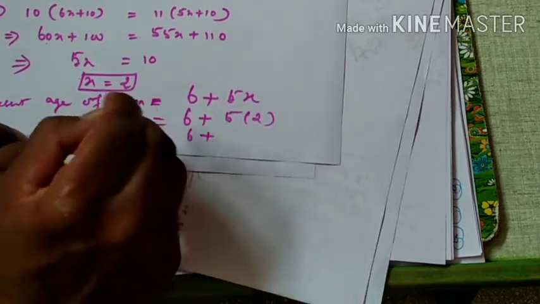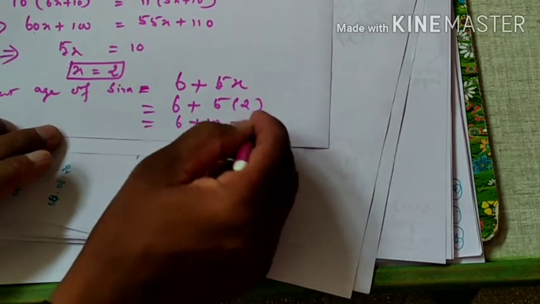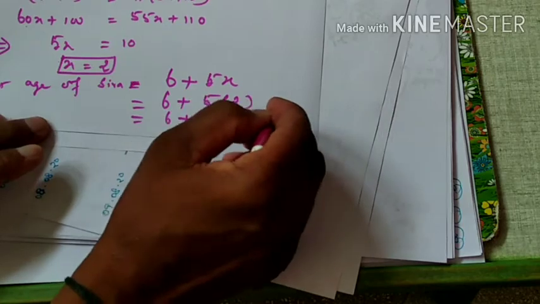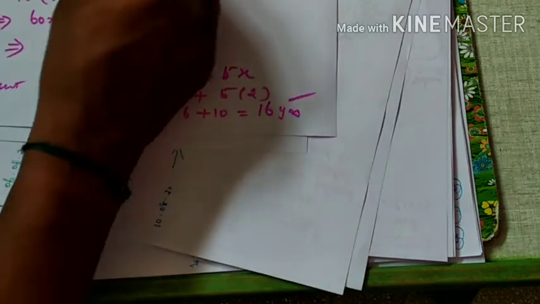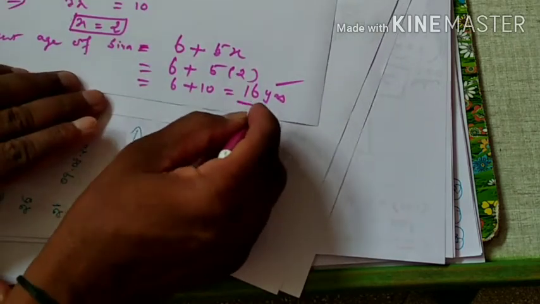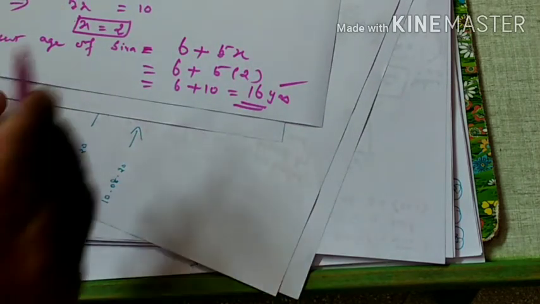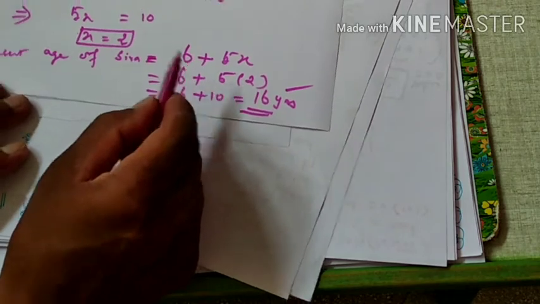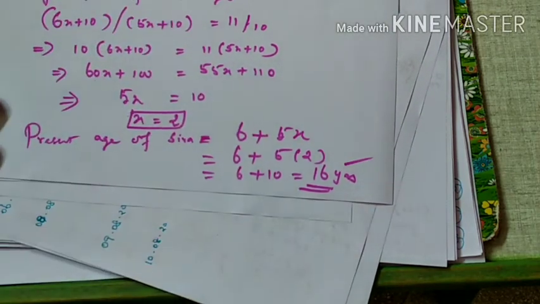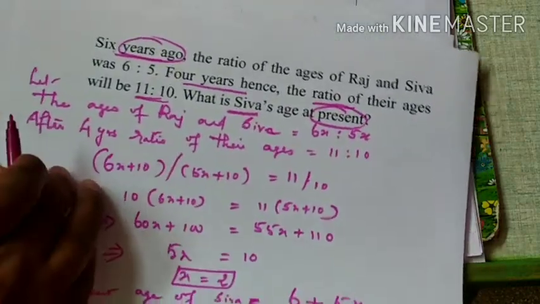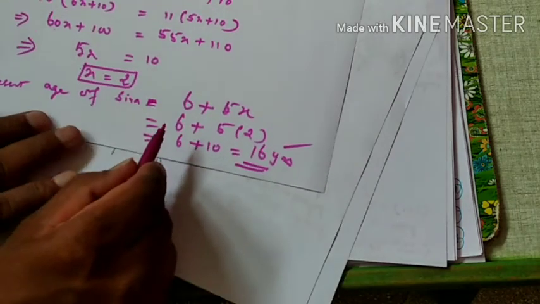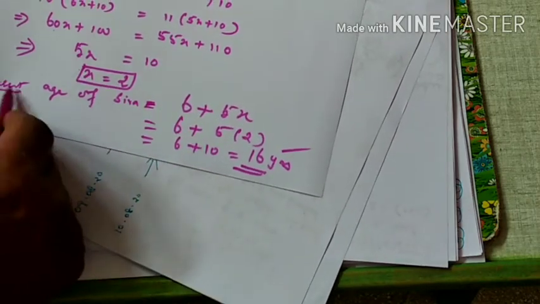6 plus 10. Therefore what? 16 years. 16 years is what? Siva's present age. Siva's present age is 16 years. Why do we have to add 6 along with that here? Because in the problem they gave only 6 years ago. We have to identify 6 years ago. That's the reason we have to add 6 finally, to find out the present age.